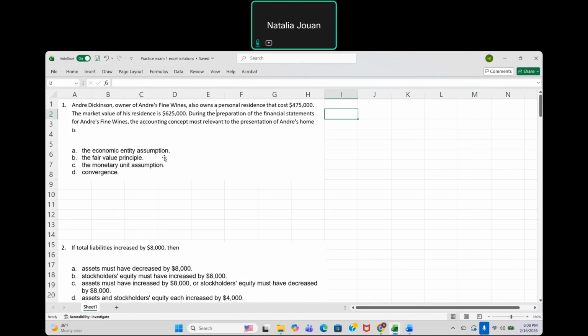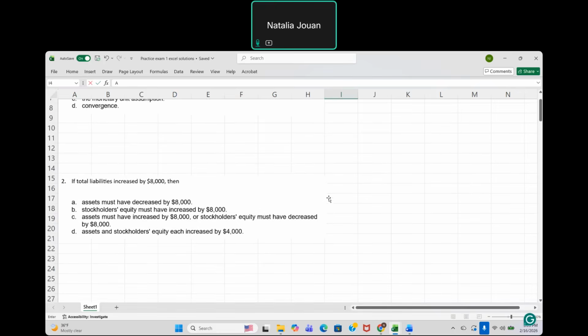In this case, the owner, who's Andre, his own assets should not be mixed with the business's assets. So we should not report a personal residence with business assets. The main concept here is the violation of the economic entity assumption. The personal residence is the owner's, the business is the business. All right, so the right answer here is A.